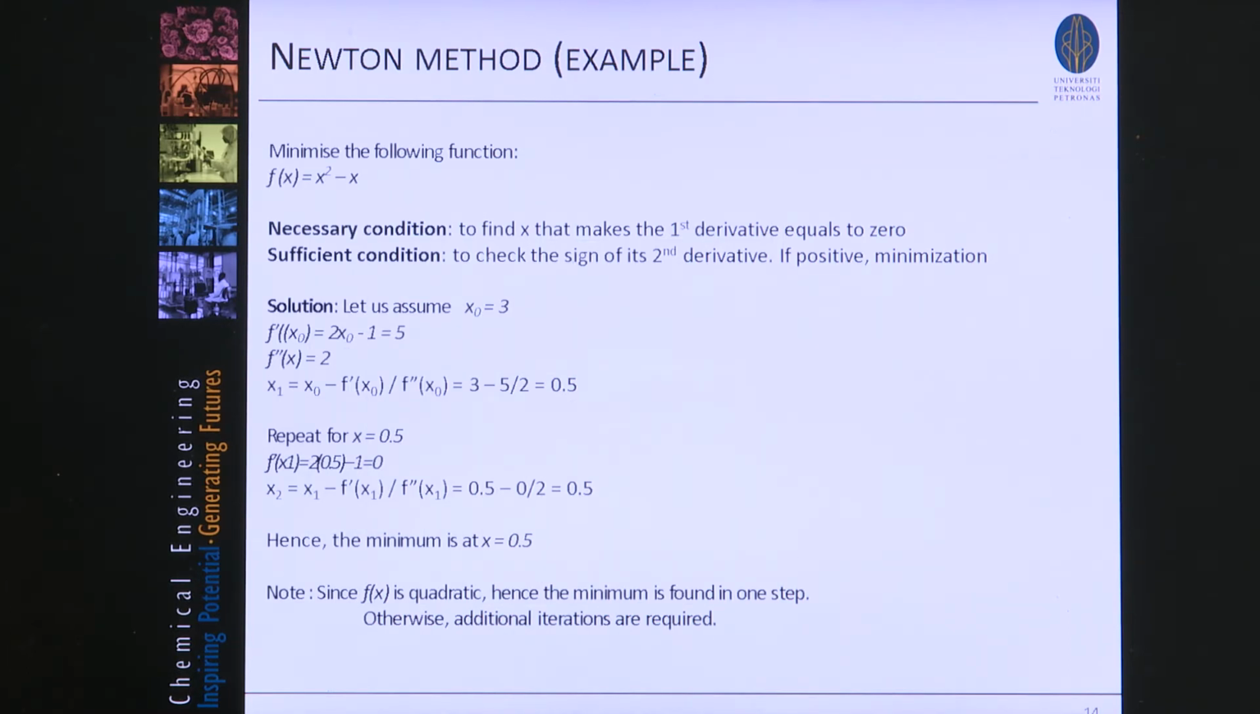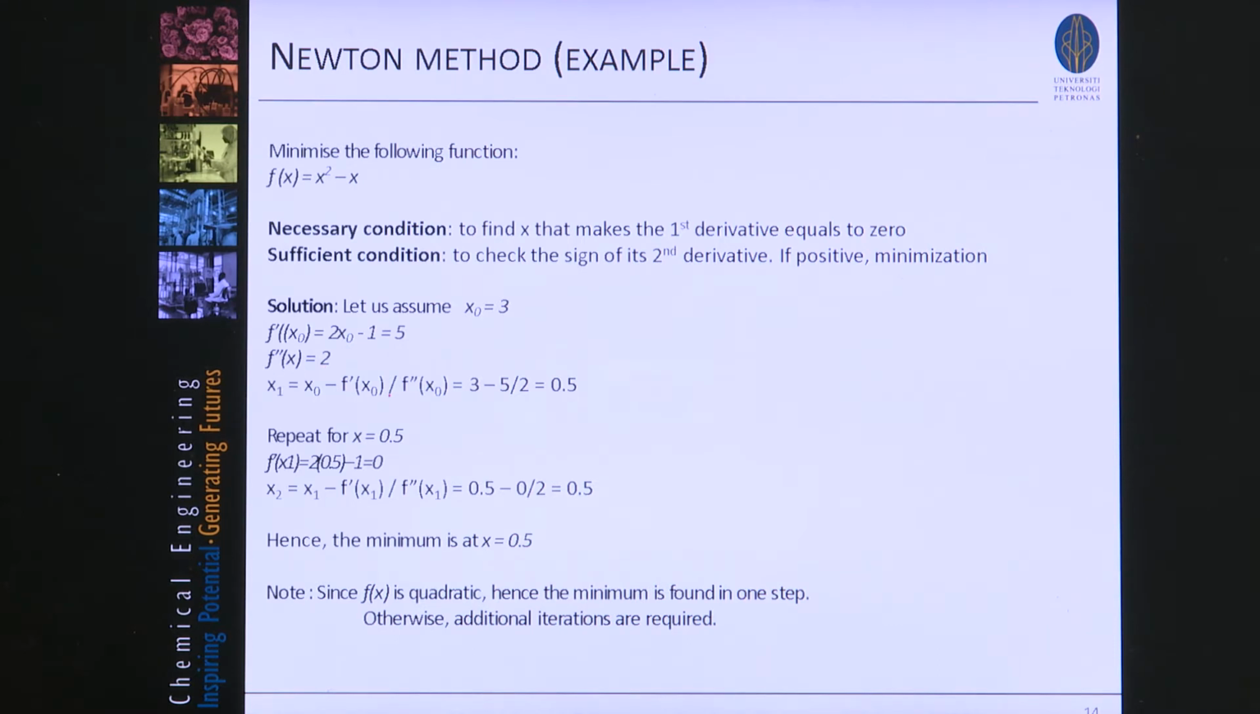For example, we have this function, x squared minus x. So we start with x0 equals 3. You can start with your own number as well. So x0 equals 3. The first derivative is then 2x minus 1. So put 3 here: 2 times 3 is 6, minus 1 is 5. And the second derivative is 2 in this case. It won't change with any value of x.